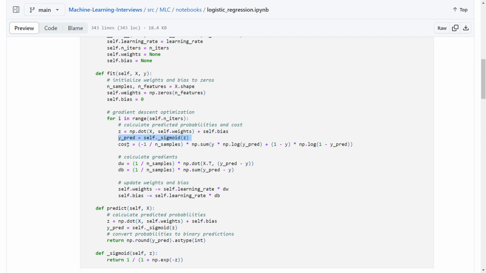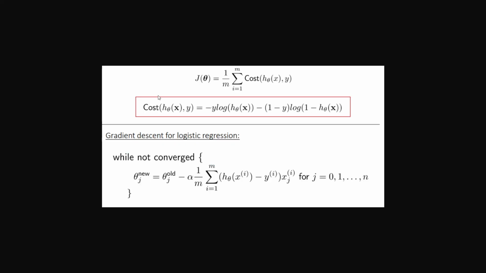Moving forward, in logistic regression, the cost function is defined in such a way. Here the cost J is defined as 1 upon m times the summation of cost of h theta comma y, where cost of h theta comma y is equal to minus y log of h theta x minus (1 minus y) log of (1 minus h theta x).